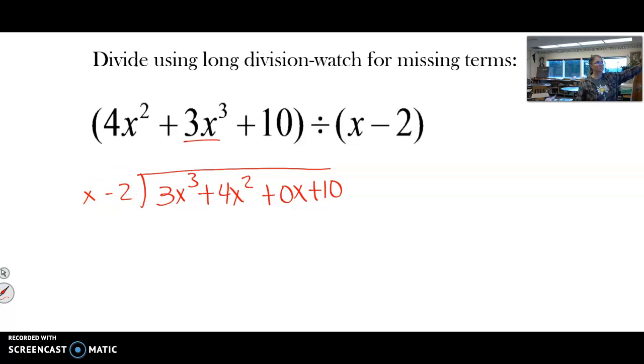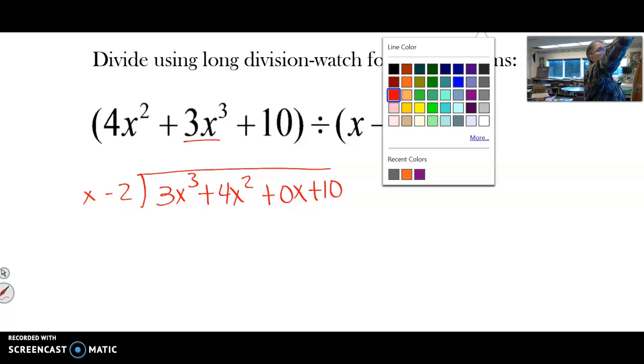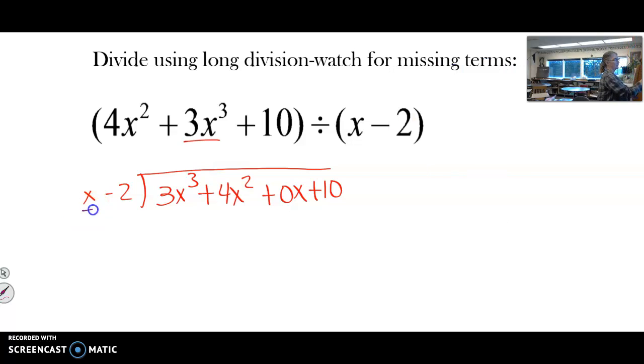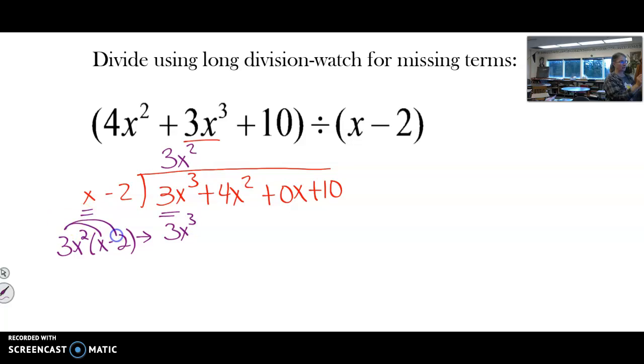All right, so when you do this, you're looking at this first term and this first term. What do you have to multiply x by to get 3x cubed? The answer is 3x squared. So you multiply the 3x squared times the x minus 2, and you put that right underneath here. So 3x squared times x is 3x cubed, and 3x squared times a negative 2 is minus 6x squared.